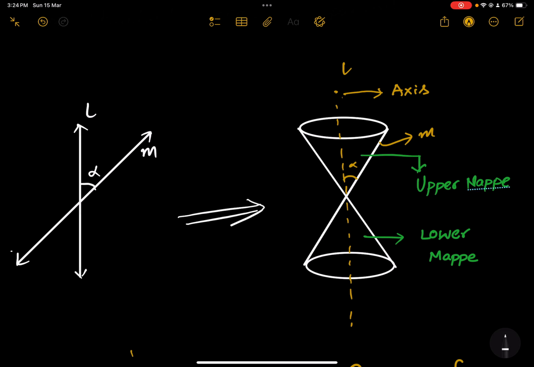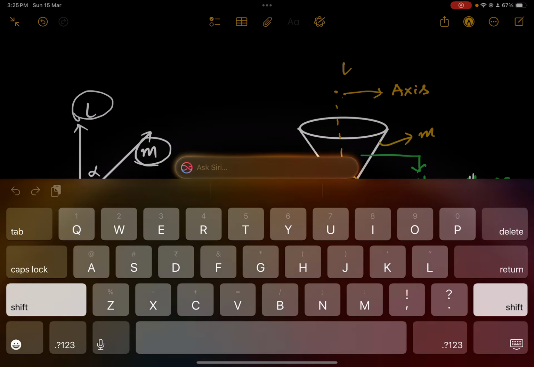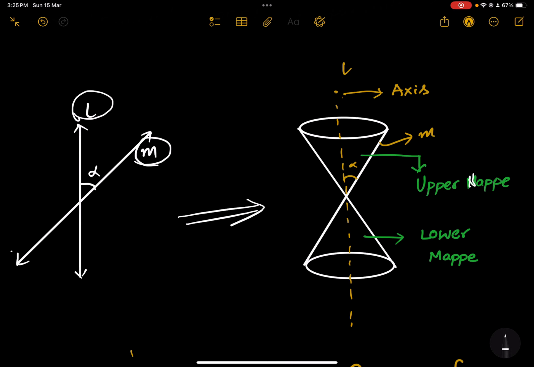Then you will get something like this. So what is this shape? This is a right circular hollow cone and it has two nappes. The upper cone is called the upper nappe and the lower cone is called the lower nappe. So the figure that is formed by the rotation of this particular line M about the line L is called a double napped right circular hollow cone, and this is a very important figure which is needed to define conic sections.